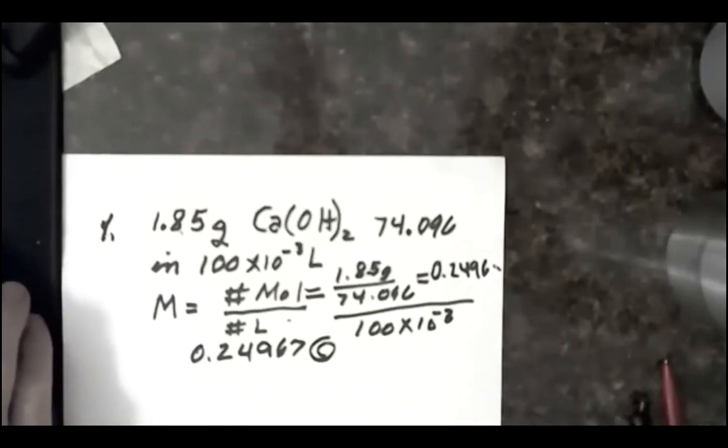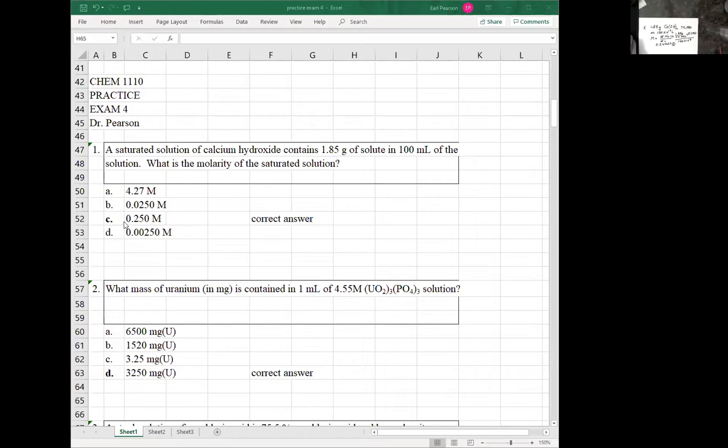Okay, let's go back so that you can see the exam, and verify we did get it right. Now, number two. Number two asks what mass of uranium. So I want to know the grams of uranium in 1 milliliter, that's 1 times 10 to the -3 liters, of 4.55 molar uranyl phosphate.